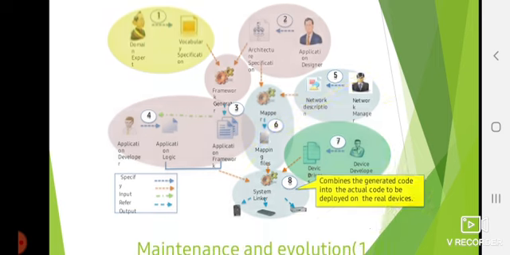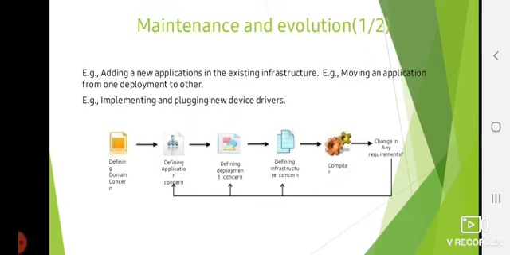That is about the linking. Next, we are going to see the maintenance and evolution of IoT in application development: adding a new application to the existing infrastructure, moving an application from one deployment to another, and implementing and plugging in new device drivers. This is the main concept of the Internet of Things to be described by the user. Firstly we define the domain concept, then the application concept, then the deployment, then the infrastructure, then we compile.